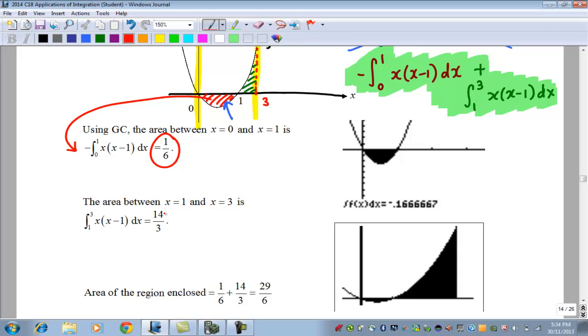To find the area between x equals 1 and x equals 3, doing the same way, I can get this answer. Finally, we just need to add up the answers of 1 over 6 and 14 over 3. This gives us the answer 29 over 6.